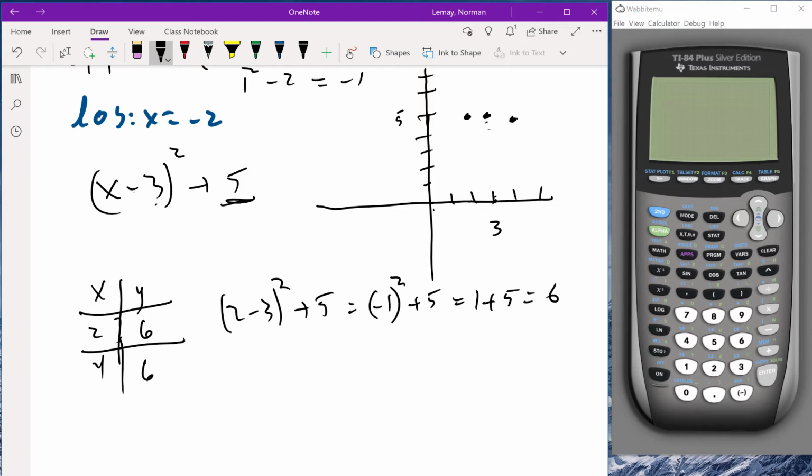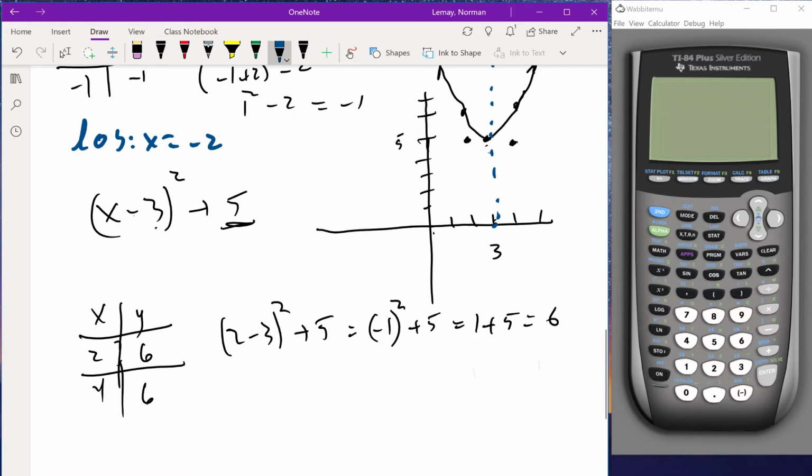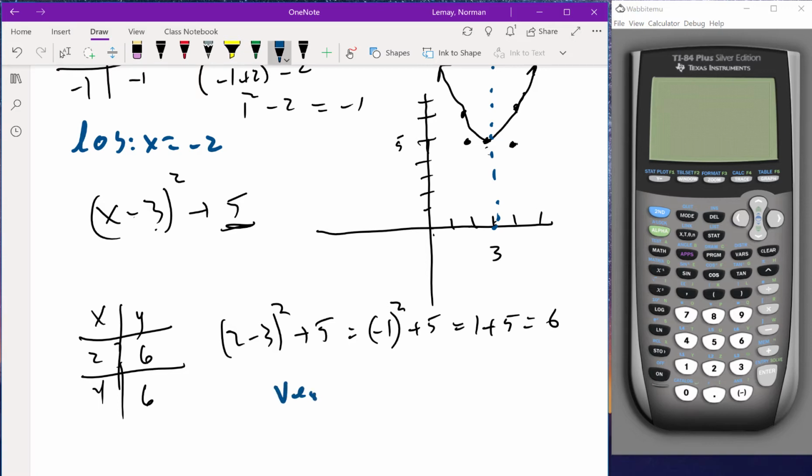So notice that this comes up 1, and this comes up 1, and here is a graph of the parabola, and this is exactly what you can somewhat do with the MyMathLab, which we'll get to here in just a minute. So notice here we have our vertex, which is now 3, 5, and our line of symmetry is x equals 3.